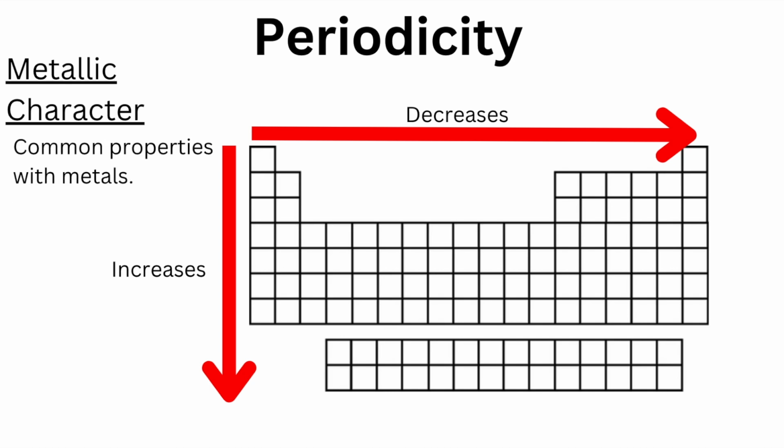Finally is the metallic character of an element, being how similar it is to metals in their characteristics, which decreases from left to right and increases from top to bottom.